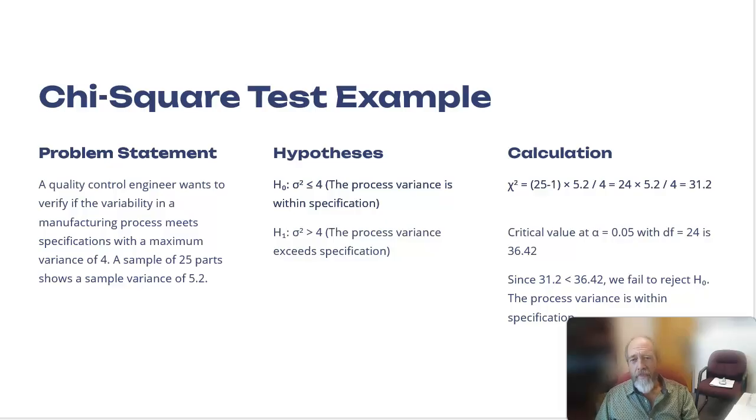Okay, so the critical value: we've got alpha equals 0.05, and the degrees of freedom is 24. You can look that up, and it gives you 36.42. The chi-squared comes out to 31.2. 31.2 is less than 36.42. We failed to reject the null hypothesis. Doesn't mean we accept it. You can think that way, but whenever you see the word accept, just say we failed to reject. So it is within specification.